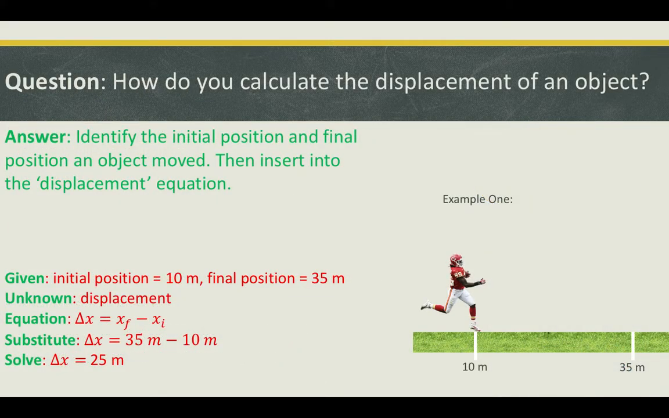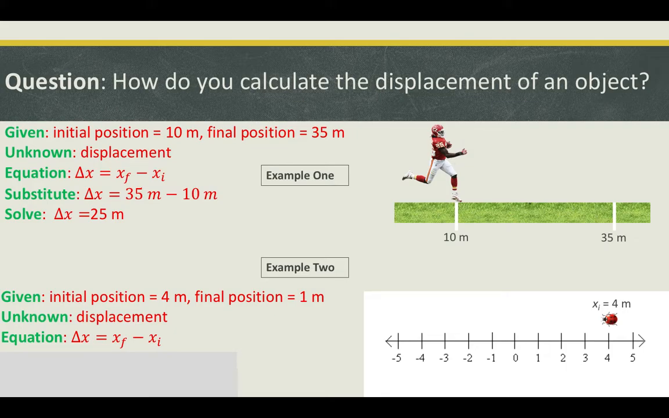So how do we calculate displacement? We need to identify the initial and final positions and then insert them into the displacement equation. So notice that we have a football player. His initial position is 10 meters. He moves to a position of 35 meters. So his displacement will be the difference between those numbers: 35 meters minus 10 meters, meaning that he has a displacement of positive 25 meters.